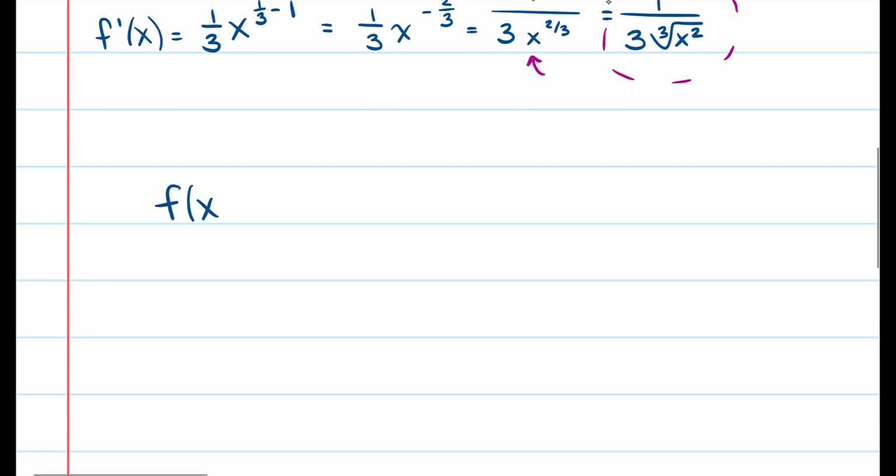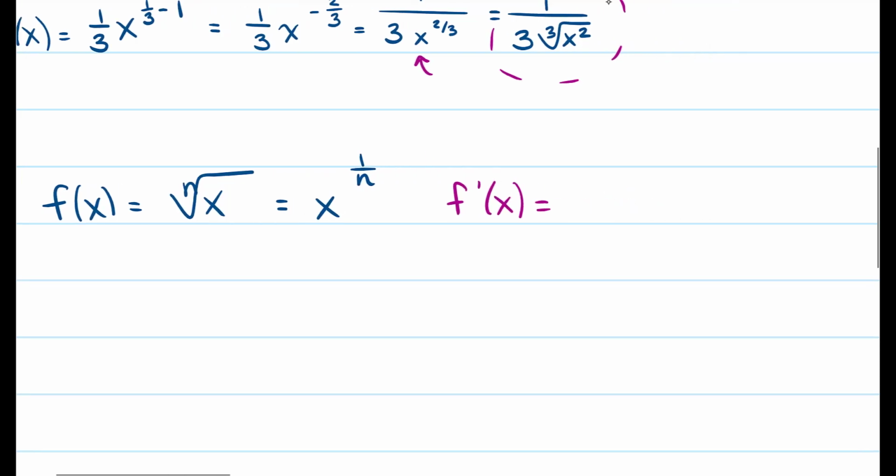So if we have f of x is equal to the nth root of x, we can also write that as x to the 1 over n power. Then the derivative, f prime of x, is always equal to 1 over n times x to the 1 minus 1 over n power.